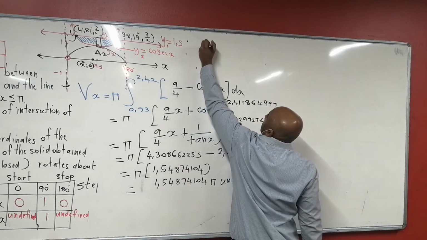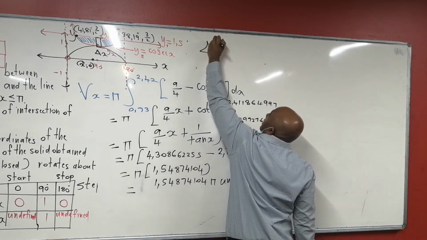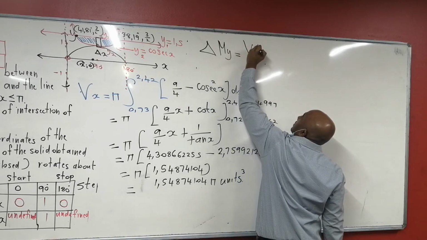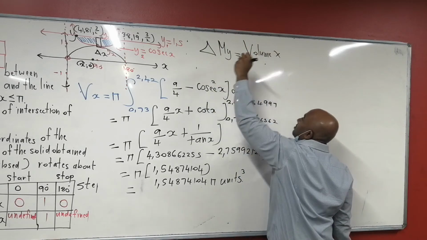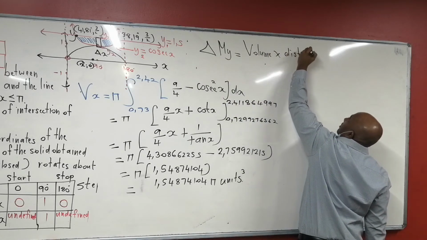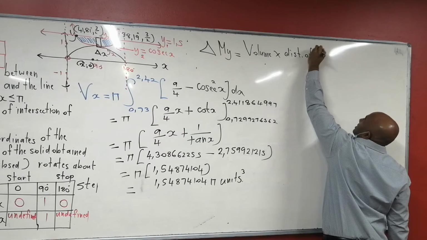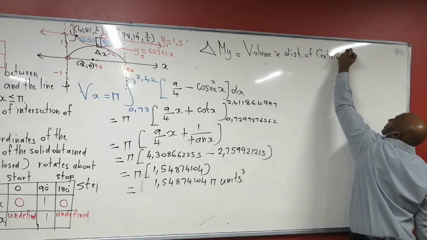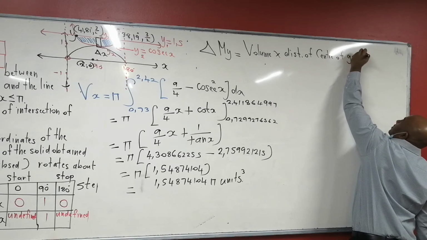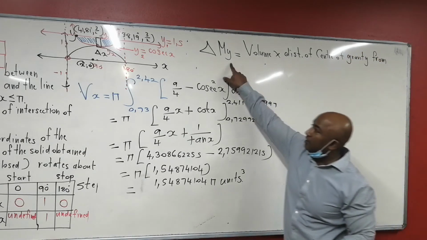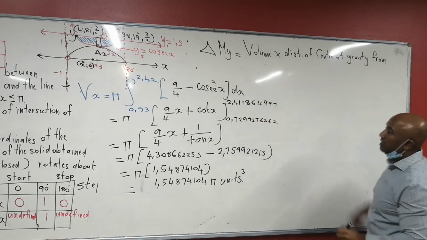So what do we know? Delta My is equal to volume times distance of the center of gravity from, if that's y, it will be from the y-axis.